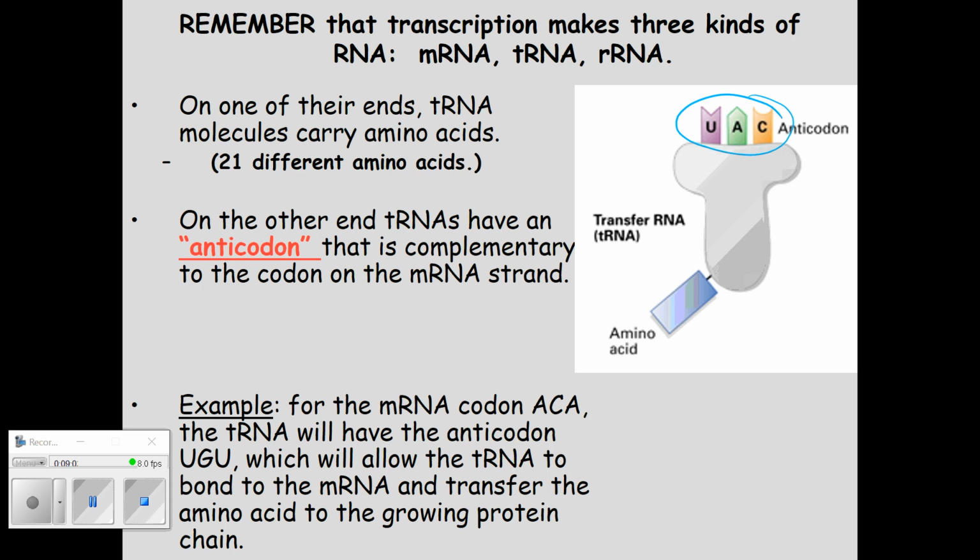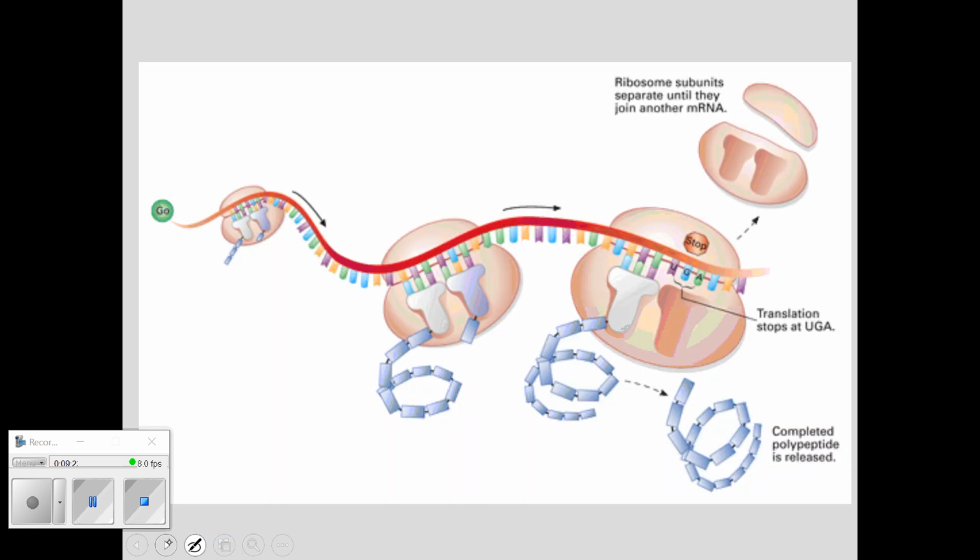For example, the messenger RNA codon ACA and the transfer RNA anticodon UGU will allow the transfer RNA to bond to the messenger RNA and transfer the correct amino acids in the growing protein chain. Here's just an example of the process.